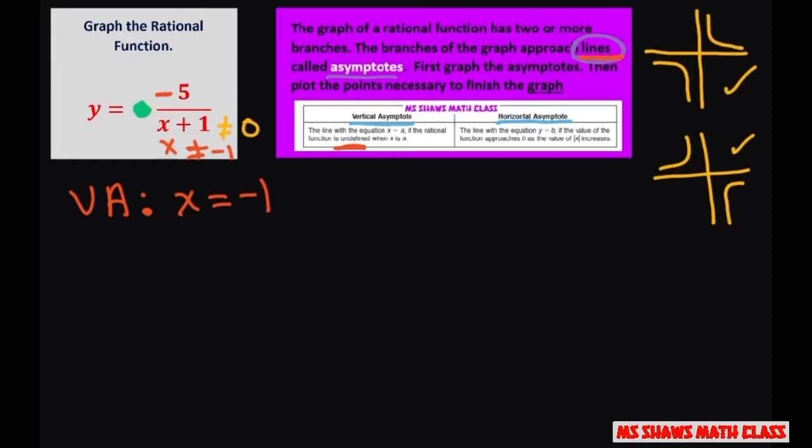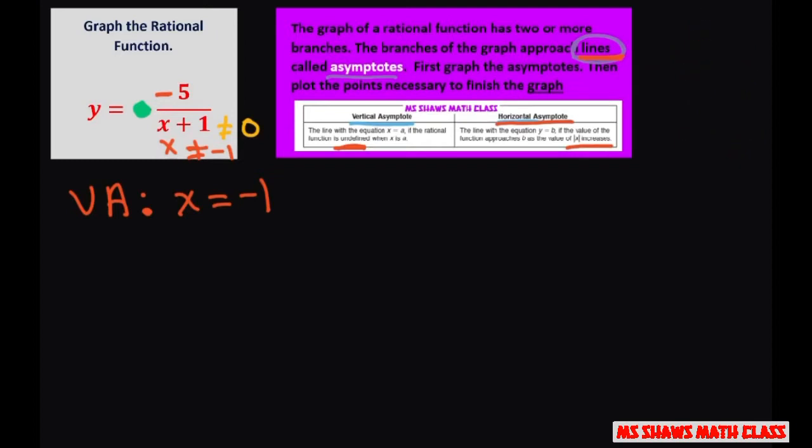So now we're going to do the horizontal asymptote, and that one's a little more conceptual. So basically what it's saying here is that as x increases, what does my y get closer and closer to? And it's going to be an approximate value. So as x gets larger and larger, my y is going to equal some b. And I'll tell you what that means. So let's look at this.